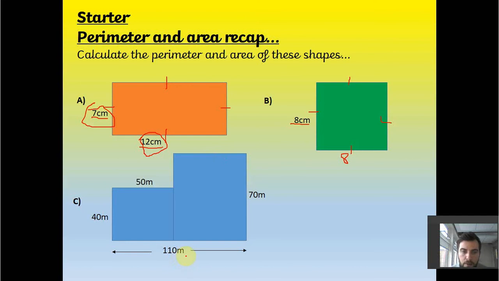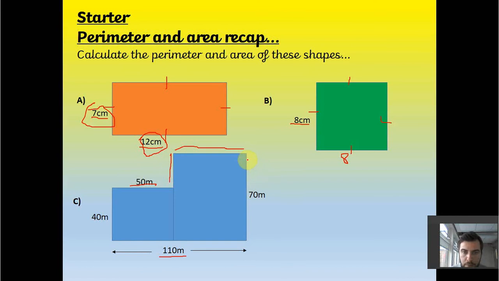If we know that the full length is 110 meters and we know that the length here is 50 meters, we're trying to work out this length here, and to work out this length we'll have to subtract that from the total length. Okay, so that will give us the missing side here. Once you've got that, you'll know what this side is here, which will then help you work out that. And then finally you need to also work out this side here.